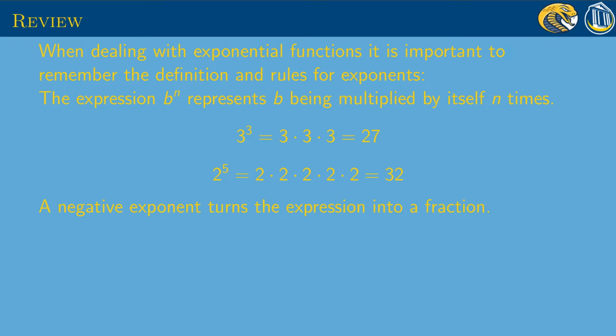It also turns out that a negative exponent turns an expression into a fraction. That is, b to the negative n is 1 over b to the n. It takes our exponent and puts it in the denominator, making it positive. Equivalently, 1 over b to the negative n is just b to the n again, as it takes the thing that was in the denominator, moves it up to the numerator, and makes it positive again. So anytime we have a negative exponent, it just switches it from the numerator to the denominator, or vice versa.